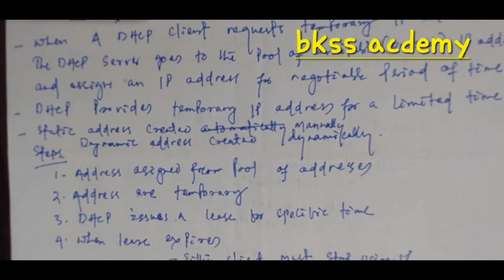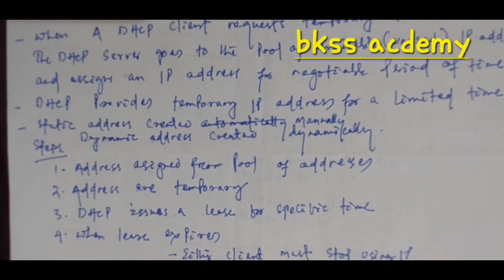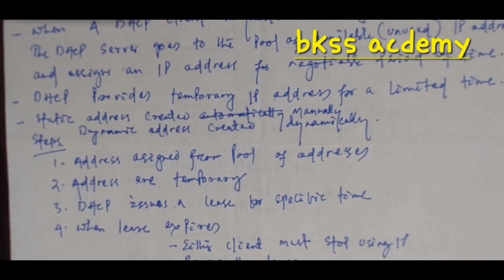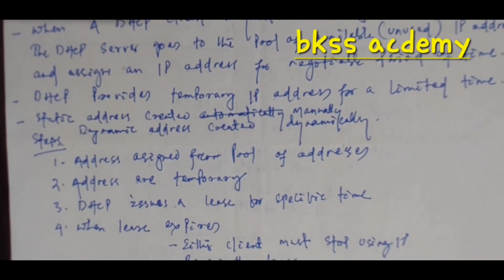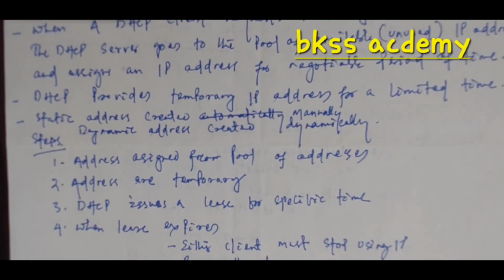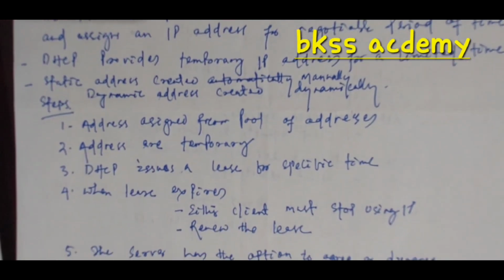Static address is created manually, dynamic address is created dynamically. A static address is when the user, or any person, gives the IP address. By some application or technology, if an address is given to the system automatically for a particular time period, that is dynamic addressing. Some steps are there.